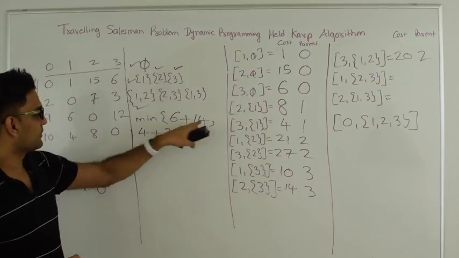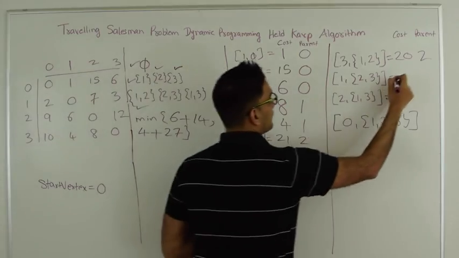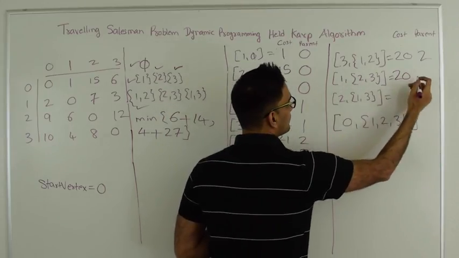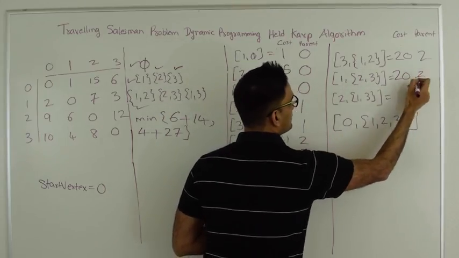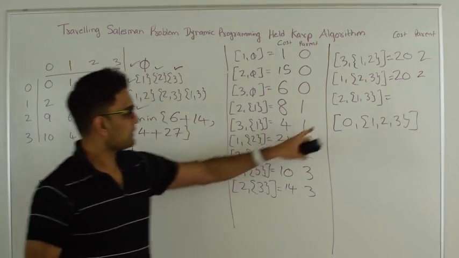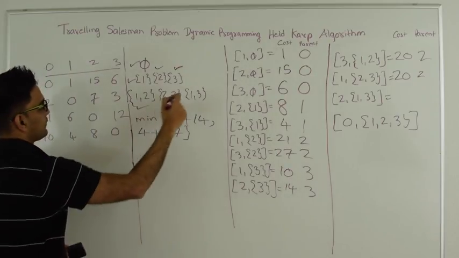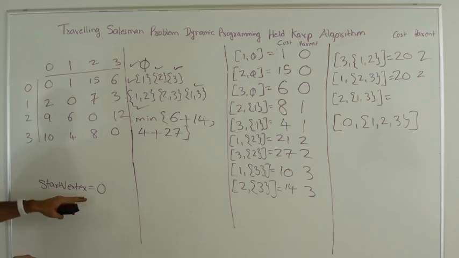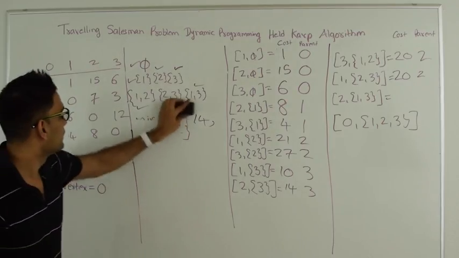So in this case the minimum value is again 20. And we are indicating that we are reaching 1 from 2. So reaching 1 from 2 will give you this value 20. Finally, let's look for this 2, 1, 3. So basically trying to reach 2 from both vertices 1, 3 starting with vertex 0.